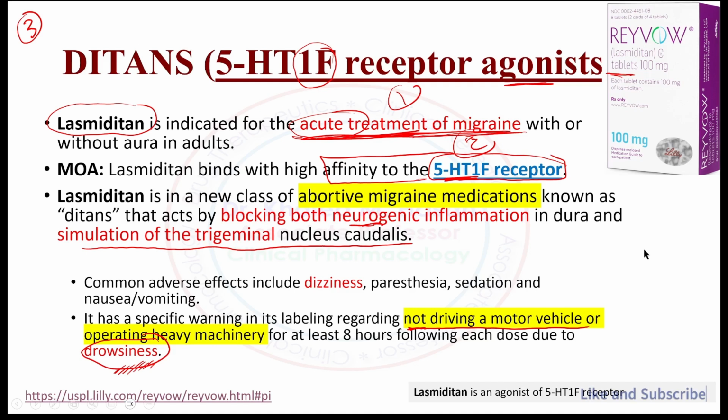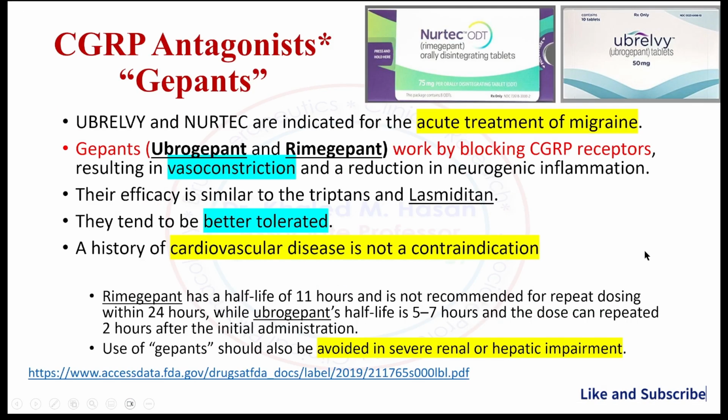Okay, lasmiditan. So we're done with the third group. Number 1, we have ergotamine. Then we have triptan. Then we have lasmiditan.